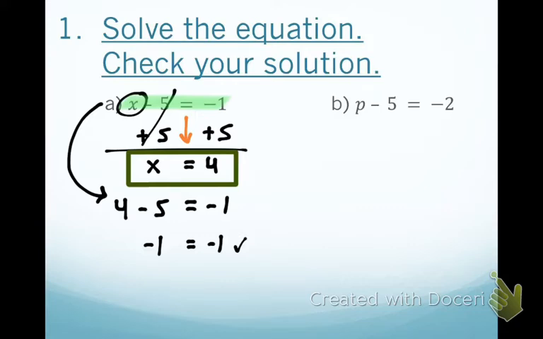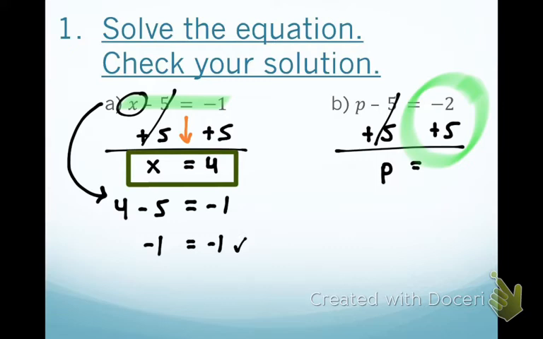Gerard, identify the variable. What is not allowing the variable to be alone? Not just negative 5. Use these words up here. Subtract by 5. How do I get rid of subtract by 5? Add by 5. What you do to one side, you have to be fair and do it to the other side. This cancels out. Drop down the equal sign. P equals, and Gerard, what is negative 2 plus 5? 3.